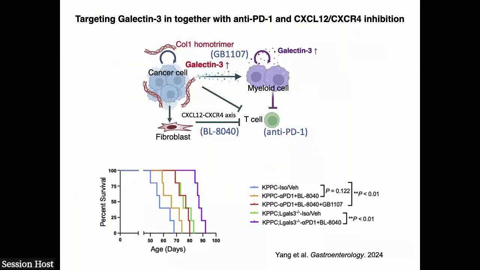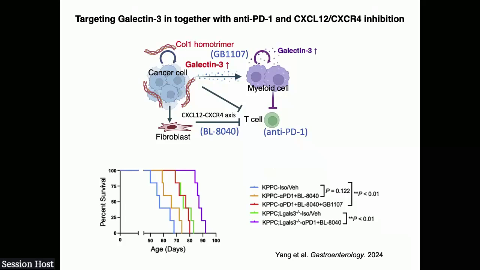Based on this rationale, as summarized in this cartoon, we see that galectin-3 is highly upregulated in both cancer cells and macrophages in mediating their crosstalk to promote tumor progression. On the other hand, if we can target galectin-3, we can increase the T cell infiltration and potentially combine anti-PD-1 therapy into this system. Also, because we observe CXCL12 upregulation, if we can target all three elements in this crosstalk, we may achieve better therapeutic efficacy.